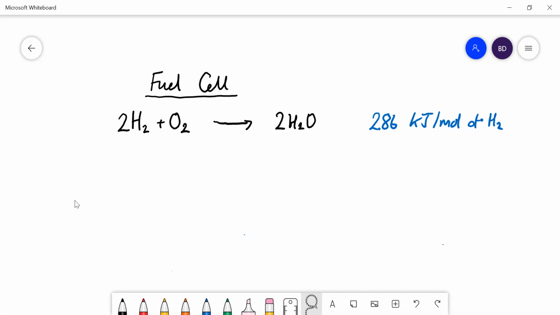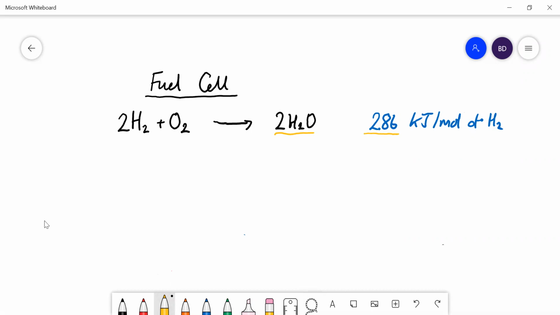The hydrogen fuel cell uses the reaction between hydrogen and oxygen to produce water. This is a very exothermic reaction. You produce 286 kilojoules per mole of hydrogen. Normally, when you react hydrogen and oxygen together, if you lit it, there'd be a big explosion and all that energy would be released in a fraction of a second as heat energy.